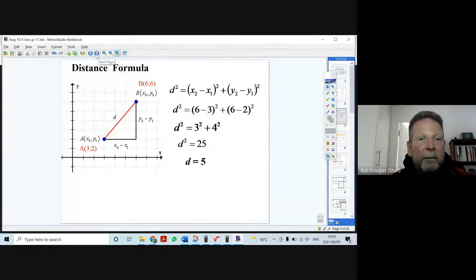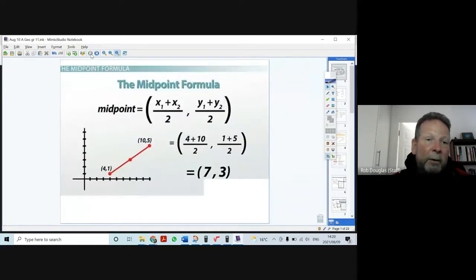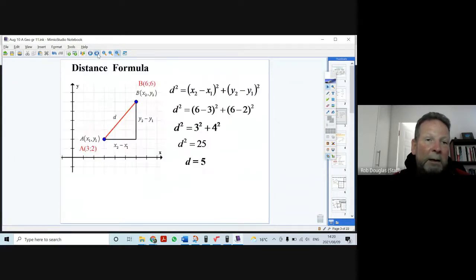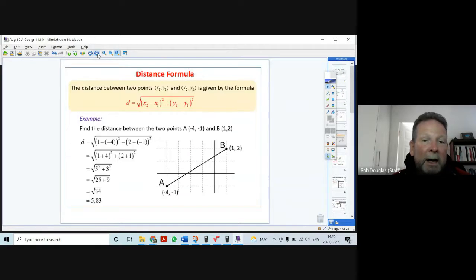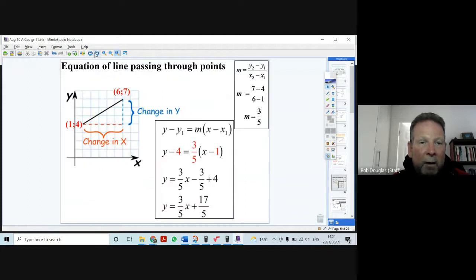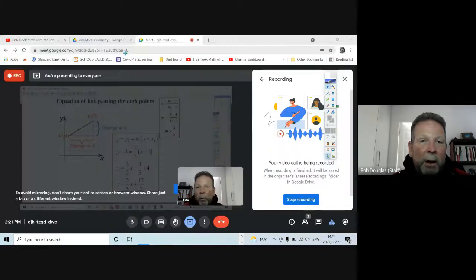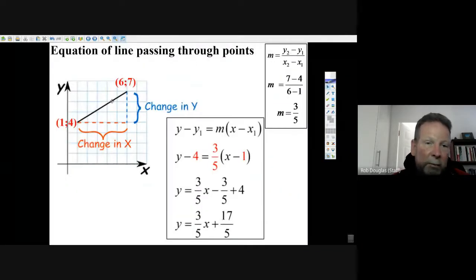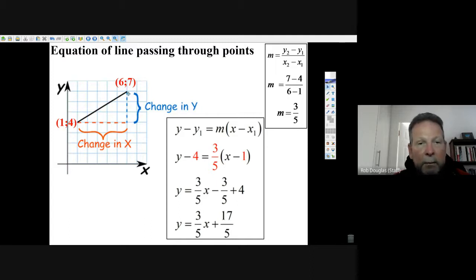Okay, we've gone over the three basic things that we need to know from grade 10: midpoint formula, gradient, distance formula. Now we're going to look at how to find the equation of a line that passes through 2 points. Well, we had this question before. We found the gradient between 1 and 4 and 6 and 7. Well, what if we were asked to find the equation of the line that passes through these 2 points?